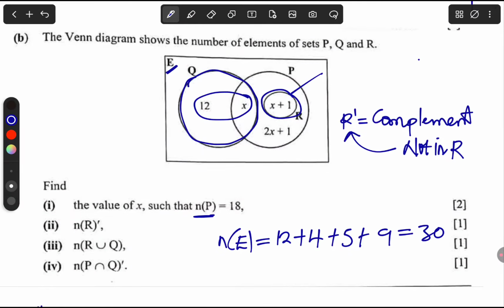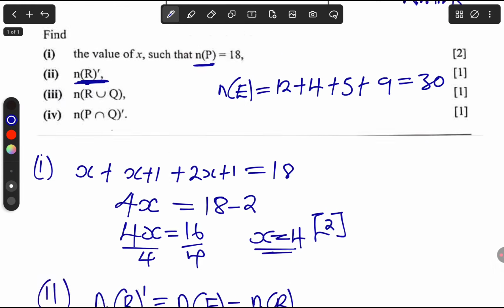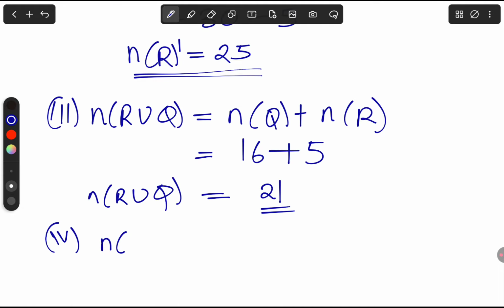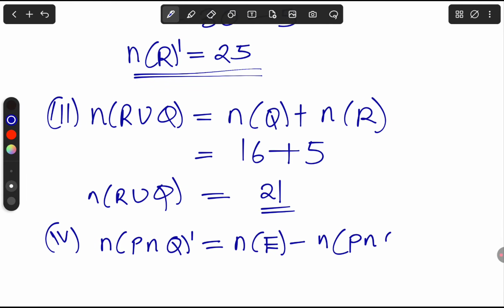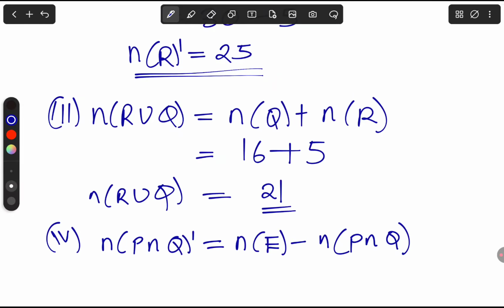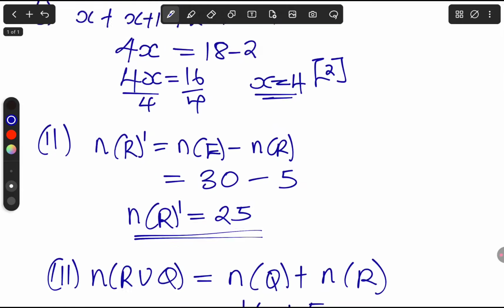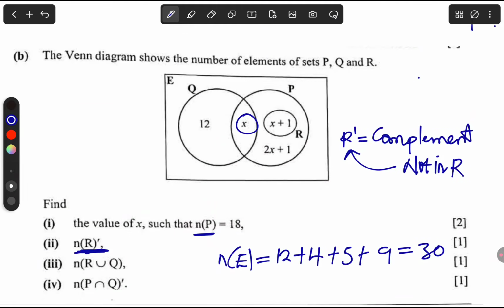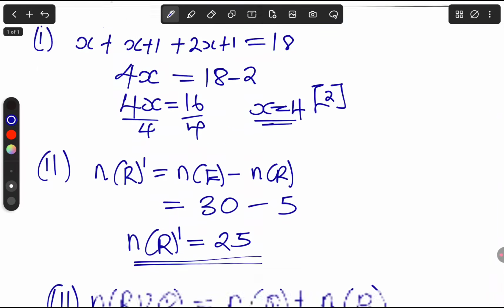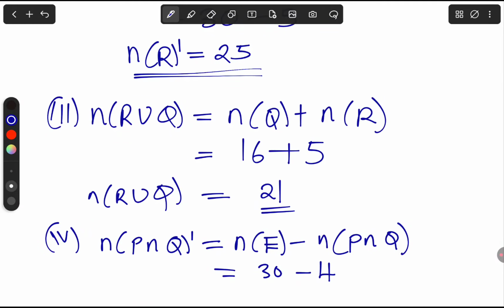The next one is the number of elements in P intersect Q complement. So same thing, the same procedure that we did here. We are going to write this as the number of elements in P intersect Q complement is equal to the number of elements in the universal set minus the number of elements in P intersect Q, without the complement. And you'll be fine. Here we said it was 30 minus the number of elements in P intersect Q. Where is P intersect Q? P intersect Q is this part here, which is 4. So we will say minus 4, which gives us 26. That's the answer.